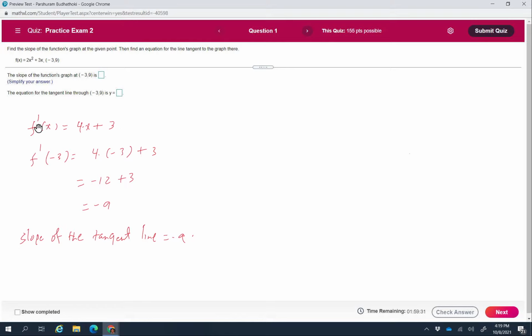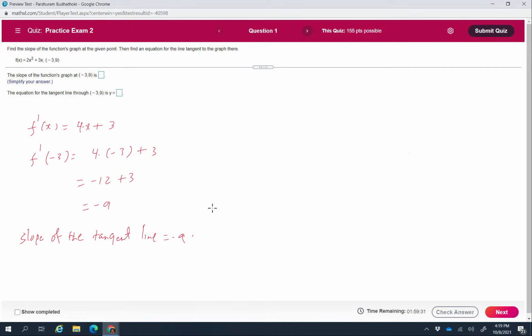So let's try to find the derivative of this function, f prime of x. As you can see, by using the power rule, this would be 2 times 2 times x, which is 4 times x. The derivative of 3x is 3. And since the slope is the value of this derivative at -3, just plug x equal to -3 here, which is 4 times -3 is -12, plus 3, and that is -9. So the slope of the tangent line is equal to -9 at this point, -3.